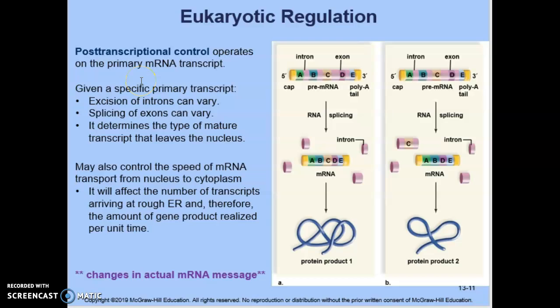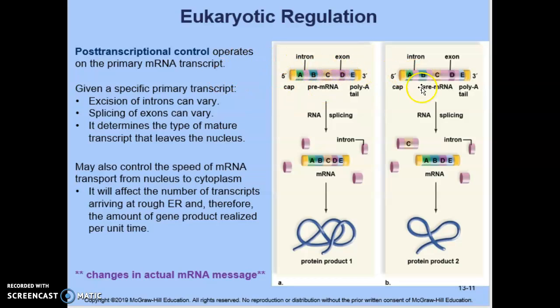Okay, so then we also have something called post-transcriptional control. So you can see this is after transcription has happened. So we're still in the nucleus. We're looking at transcription right after it has happened. Remember we had those exons? These are the genes that are expressed, the pieces that are expressed. And we had the introns that were in the way.